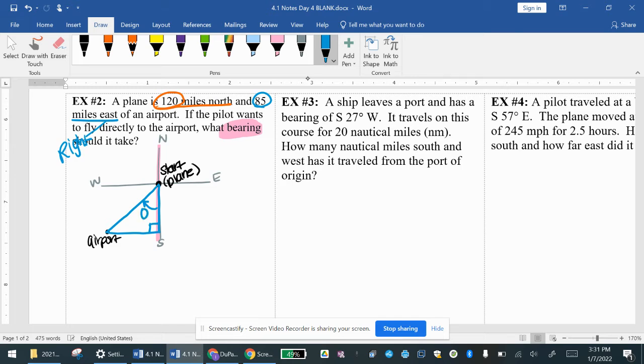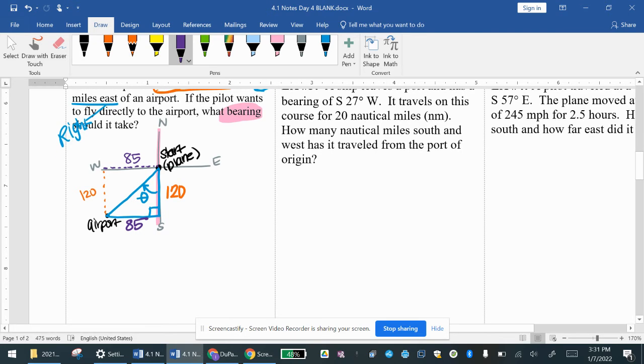Okay, again, we're trying to find that angle. We don't know. What we do know is the sides of this triangle that we have created because we know that the plane is 120 miles north of the airport. So that's the same distance over here. Okay, that's 120 as well. You got to look at symmetry here. And it's 85 miles east. Okay, so the 85 goes here.